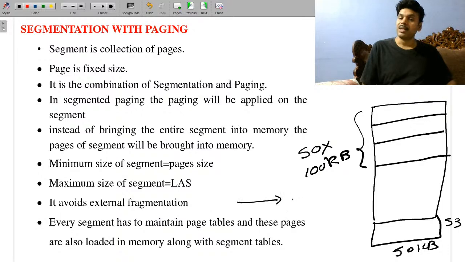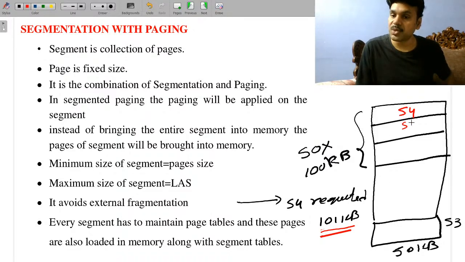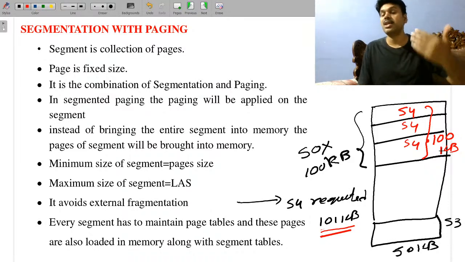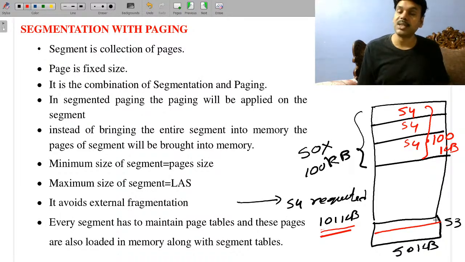Now I said that segment 4 is requested. How much did it request? 101 KB of memory. So we were unable to allocate earlier because that much space is not there. But here what am I doing? I am trying to use the paging concept. Therefore, S4 is going to be accommodated up to 100 KB. Please understand, up to 100 KB I can accommodate because I am splitting it into smaller pages, and the remaining 1 KB will be allocated into this. This is the beauty of segmentation with paging.